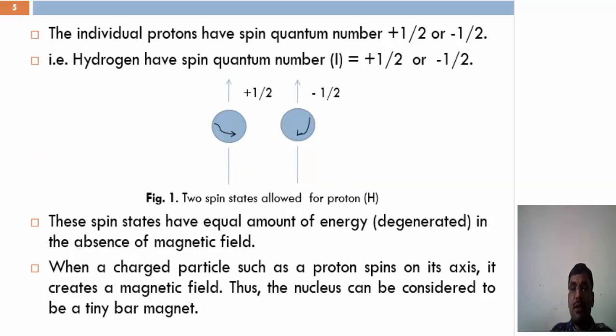Individual protons have a spin quantum number of either plus half or minus half. That is, hydrogen has the spin quantum number I equal to plus 1 by 2 or minus 1 by 2. These spin states have equal energy in the absence of a magnetic field. When a charged particle such as a proton spins on its axis, it creates a magnetic field. Thus, the nucleus can be considered a tiny bar magnet.